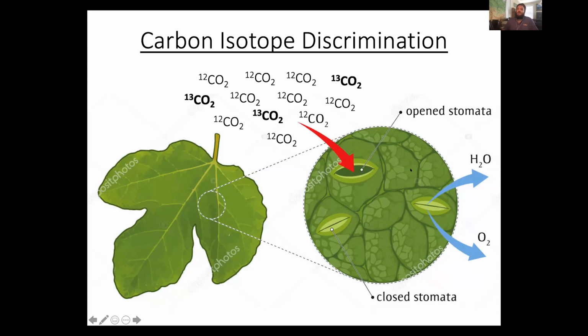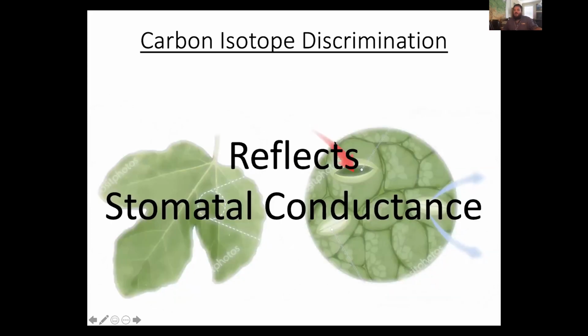So when the tree is moisture stressed, these stomata close so that it doesn't lose water, and the tree is forced to use its carbon-13. So you get a more enriched field during moisture stress times. So again, the carbon isotopes that we talk about today reflect stomatal conductance, and from now on, I'm going to use the phrase moisture stress a lot.